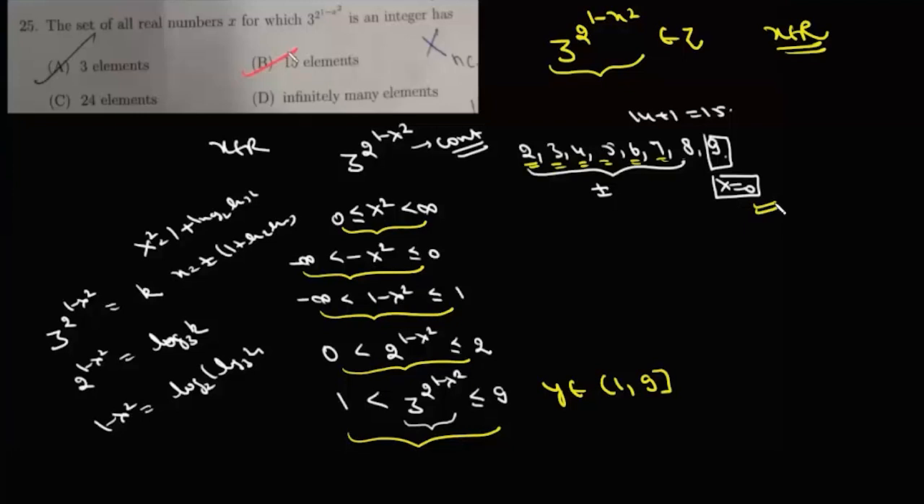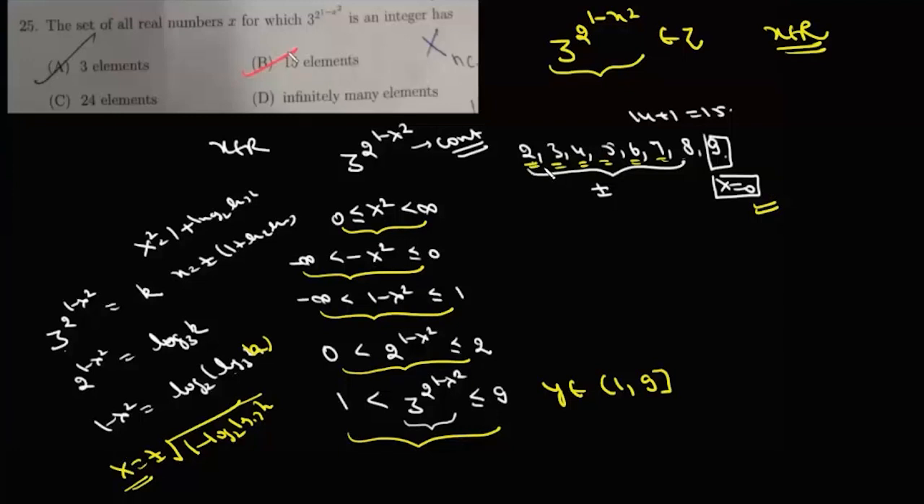Now for any other value, say 3 to the power 2 to the power 1 minus x square is k, then we can write 1 minus x square as log base 2 log base 3 k, or basically this x will be plus minus under root of 1 minus log base 2 log base 3 k. So for every value of y, we are going to end up with two values of x.